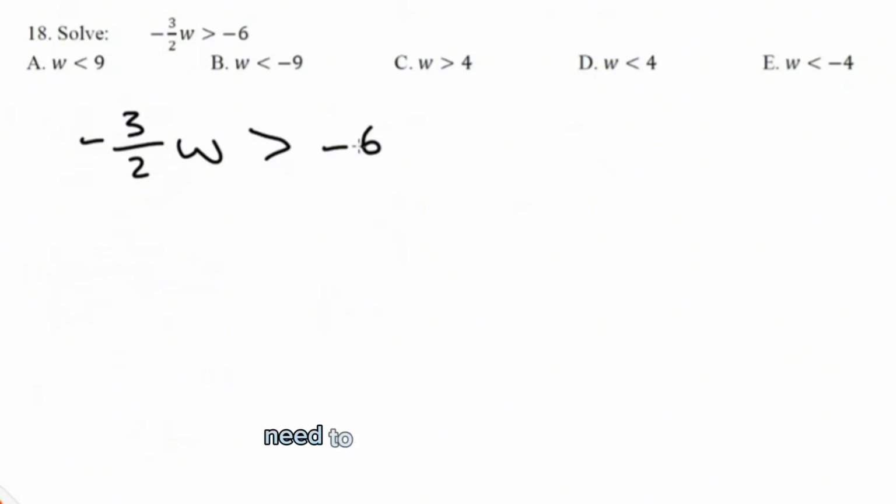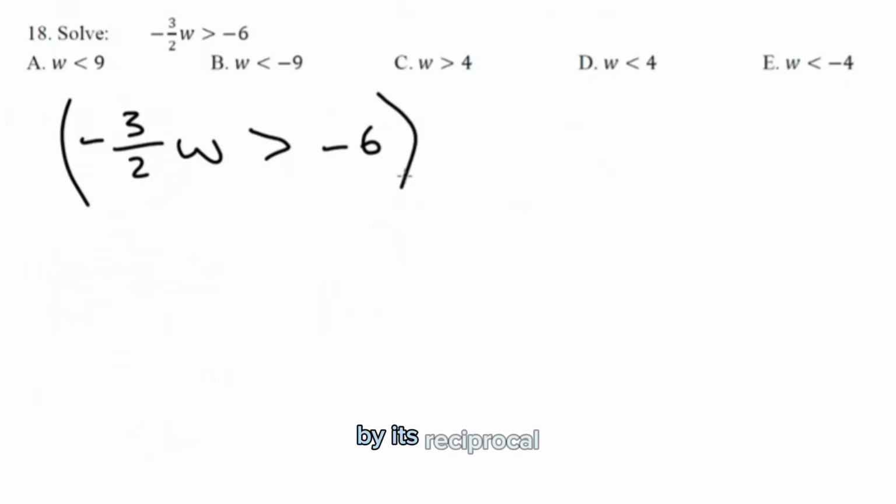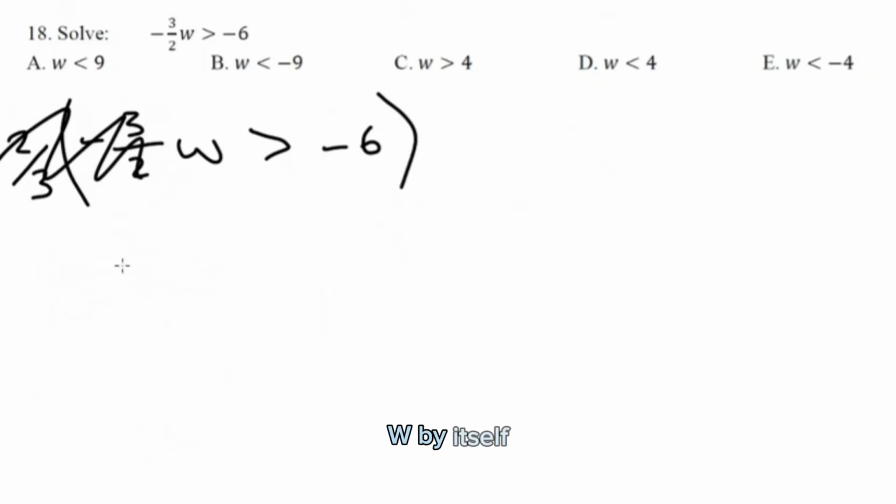So what we first need to do is get rid of this fraction right here, this negative 3 over 2. So to do that, we're going to multiply the entire inequality by its reciprocal. The reciprocal of negative 3 over 2 is just negative 2 over 3. A reciprocal is just when you take the numerator and denominator and switch their places. Alright, so negative 2 over 3 times negative 3 over 2w is just w by itself.